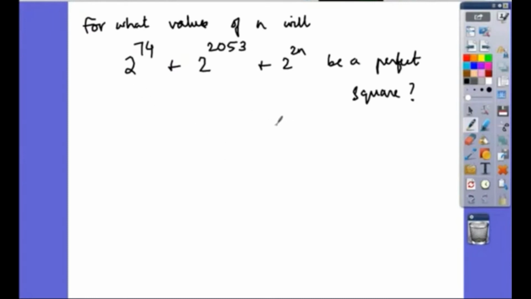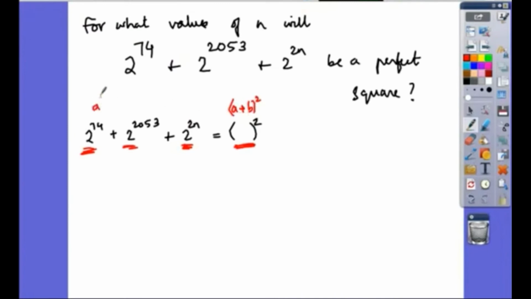Have you answered the question? See, it's easy. You want this number, 2 power 74 plus 2 power 2053 plus 2 power 2n, to be a perfect square, right? That's the question. Now, a perfect square is equal to something plus something plus something. So a perfect square is equal to three parts. Which formula has a perfect square being broken into three parts? Yes, we have a plus b whole square being broken into a square, b square and 2ab.